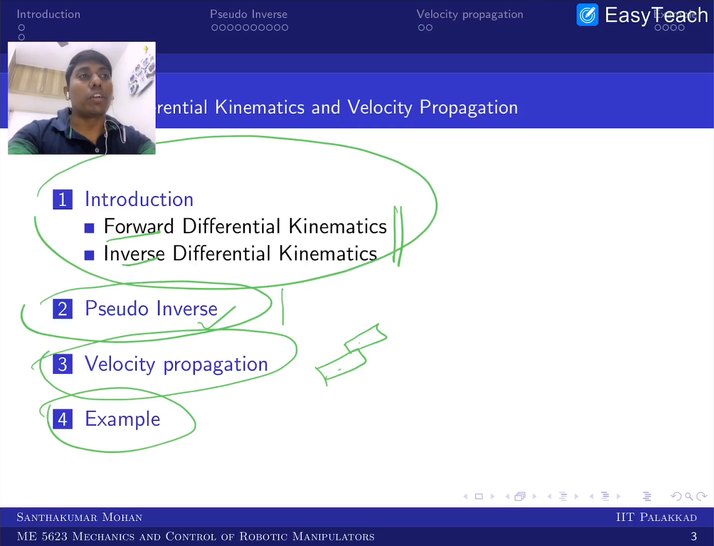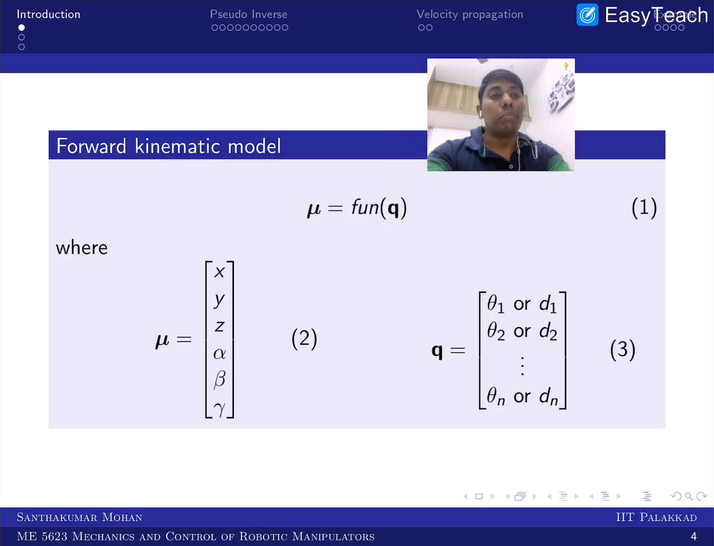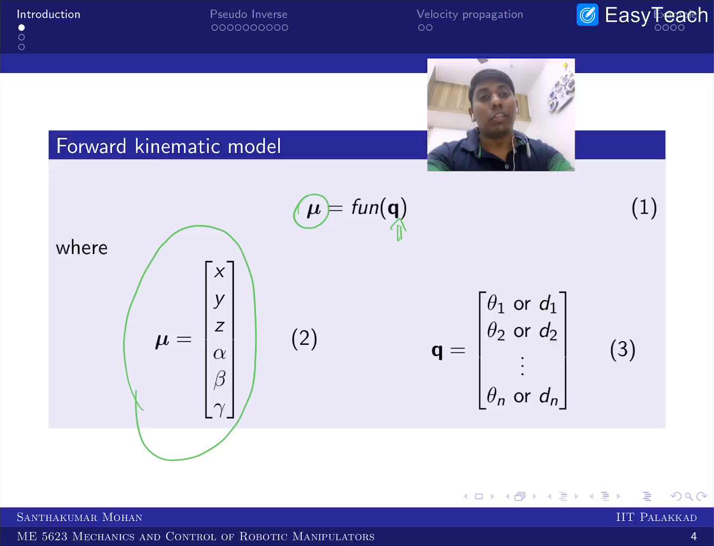We will first talk about what the kinematic model is. We know the forward kinematic model, where mu is the task space vector, or operational space vector, and q is your configuration or joint space vector. In general, in three-dimensional space, mu is a vector of 3 linear position and 3 orientation components, so x, y, z and alpha, beta, gamma form the operational space vector.